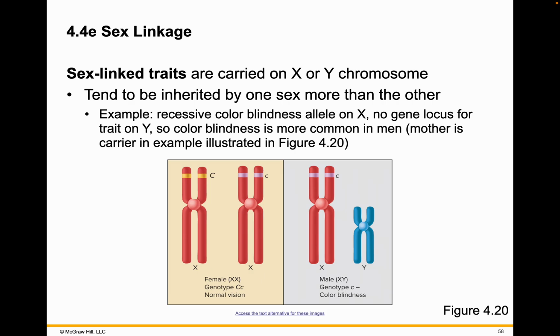Some genes are carried by the X and the Y chromosome, and they would tend to be inherited more by one sex than the other. Recessive color blindness on chromosome X is an example of that. When we get to the visual system eventually, we'll see that color blindness is more common in men than women.